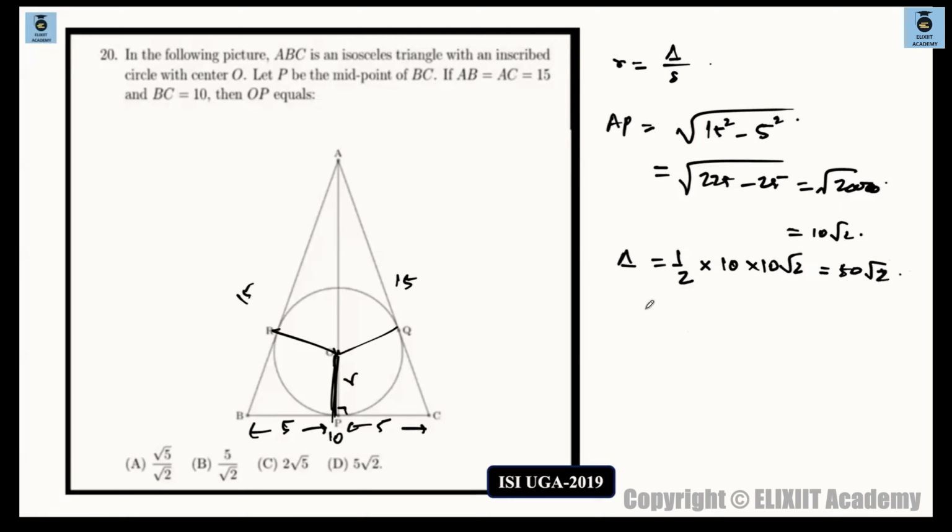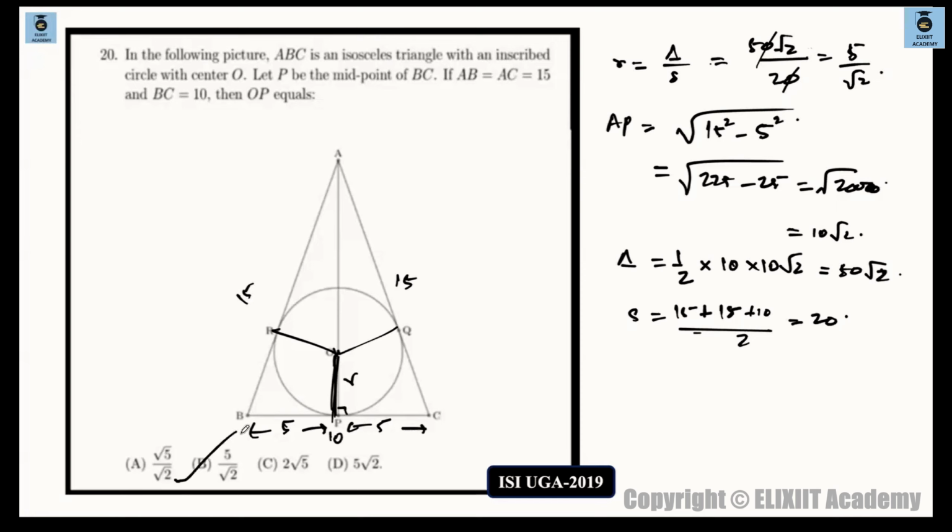And what is S? Semi-perimeter, that we will get from here: 15 plus 15 plus 10 divided by 2, which is 20. So what is R now? R is delta by S. So R will be 50 root 2 divided by S, which is 20. Okay, so this will come down to 5 by root 2. This will simplify: 5 root 2 divided by 2, which is 5 by root 2. Option B is correct. Come on, next problem.